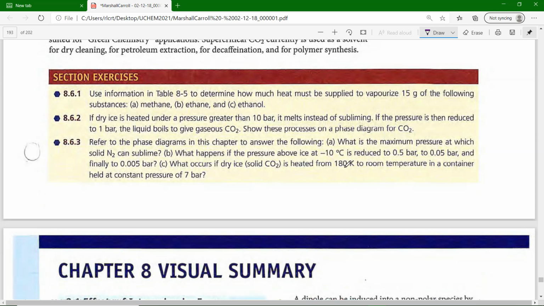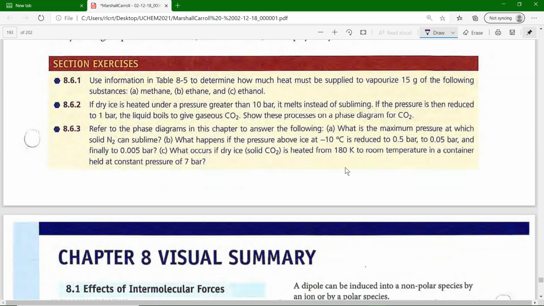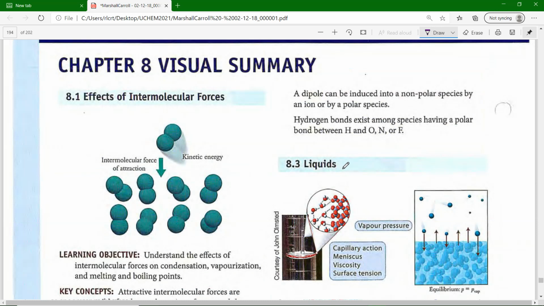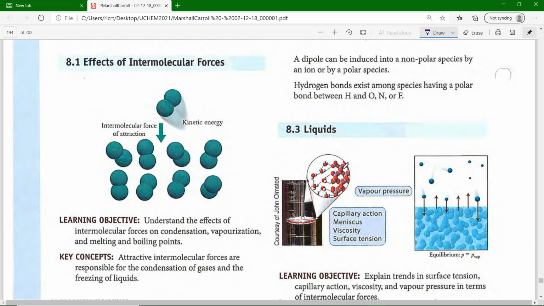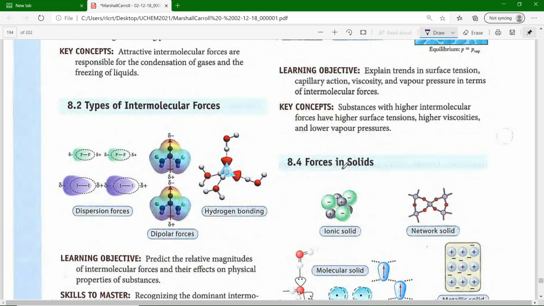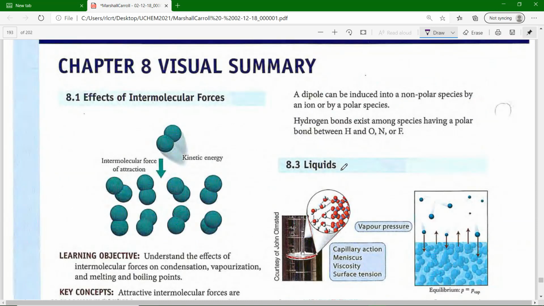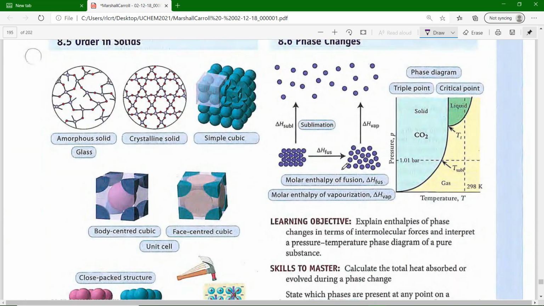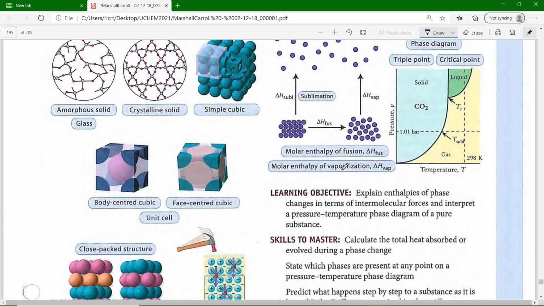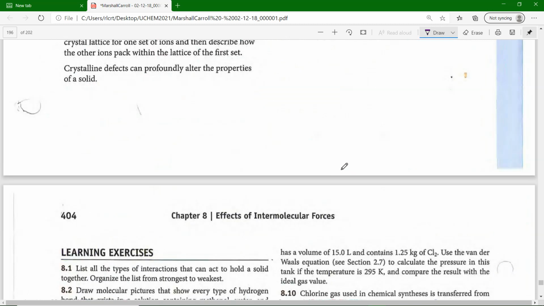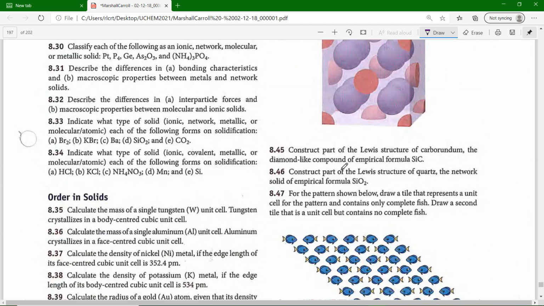You can try the section exercises on your own. Okay? So that's the end of Chapter 8. We looked at the effects of intermolecular forces, types of intermolecular forces. What else did we look at? Liquids, forces in solids, order in solids, phase changes, and phase diagrams.